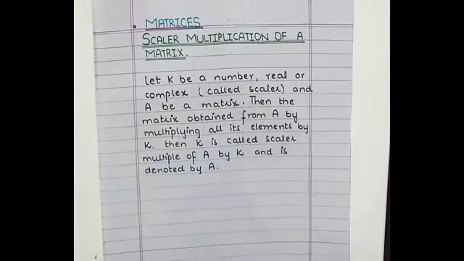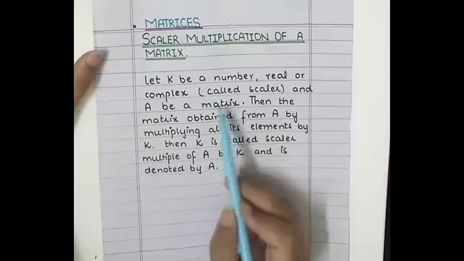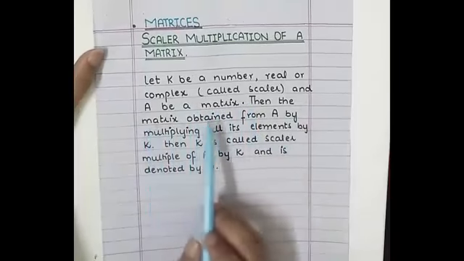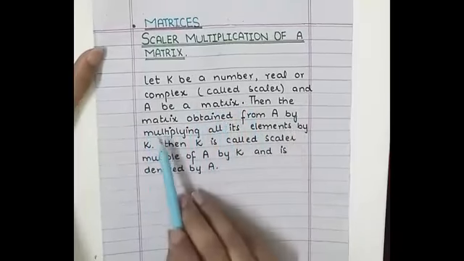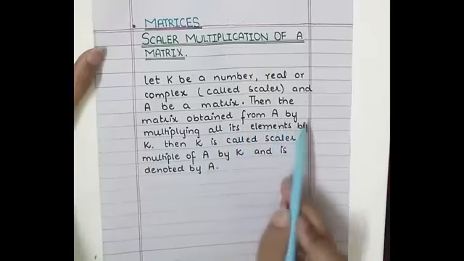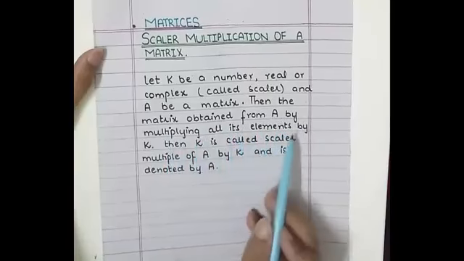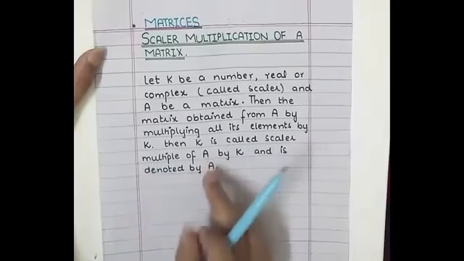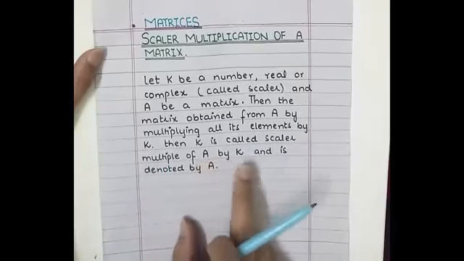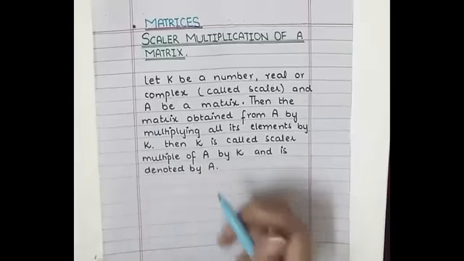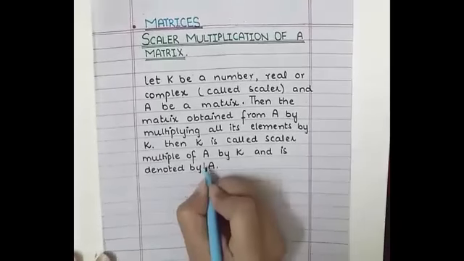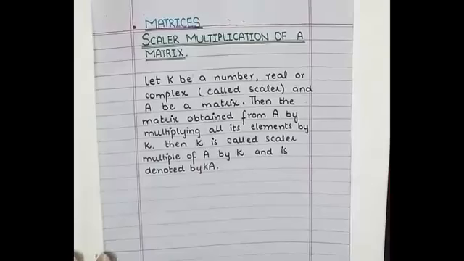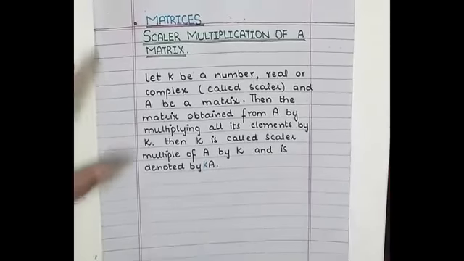Let k be a number. It can be real or complex. It is called a scalar, and A is a matrix. Then the matrix obtained from A by multiplying all its elements by k is called the scalar multiple of the matrix A by k and is denoted by kA. Like this.